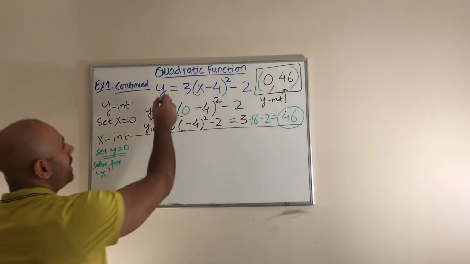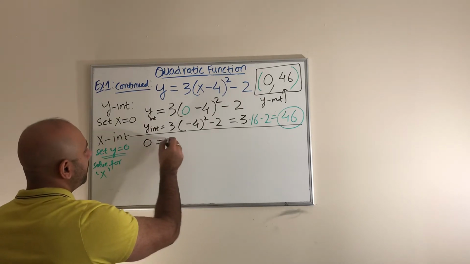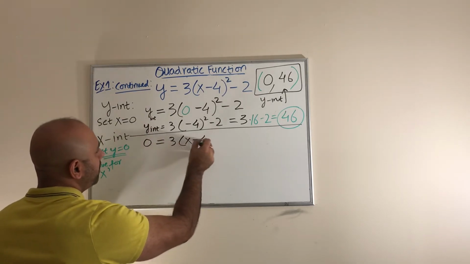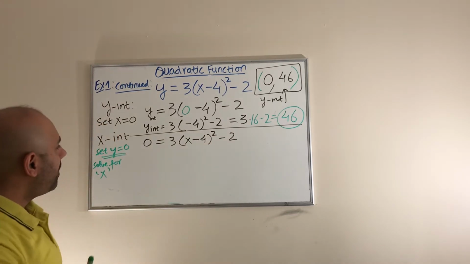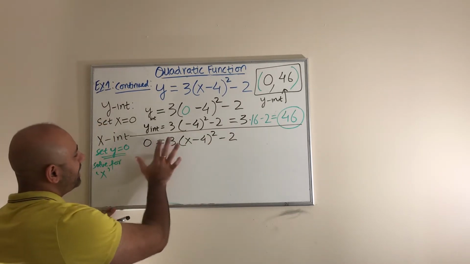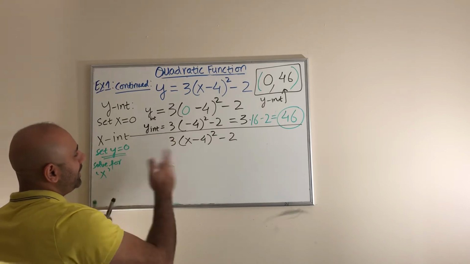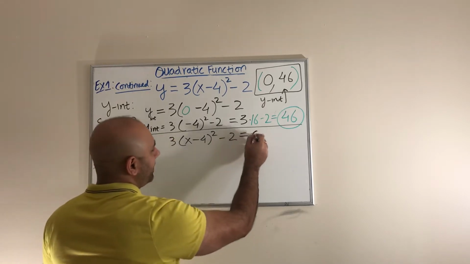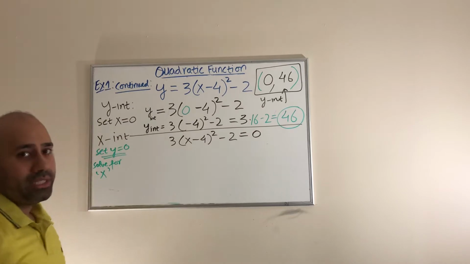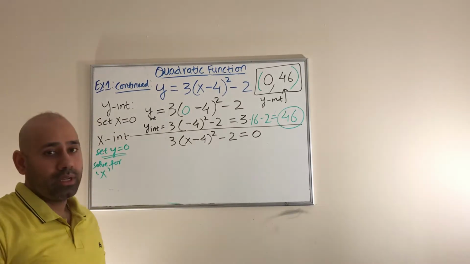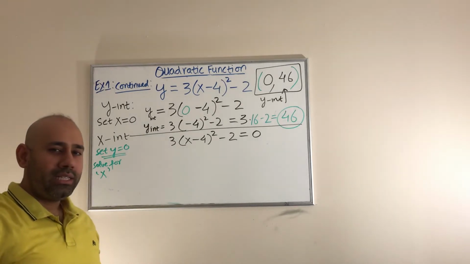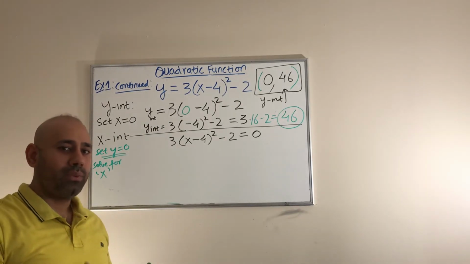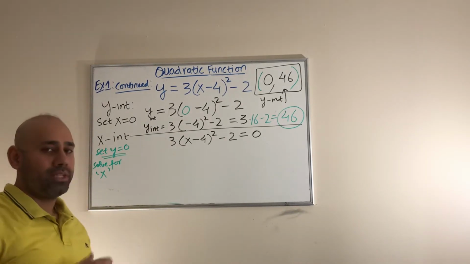So I said y equal to 0, and it's going to look like this: 3 times x minus 4 whole square minus 2. Okay. Instead of writing 0 on the left hand side, guys, I'm just going to bring that 0 to the other side. So I'm just rearranging. I'm not changing the equation. It is still set equal to 0, but I put 0 on the right hand side. It's easy for us to work with equations when we have 0 on the right hand side rather than on the left hand side.